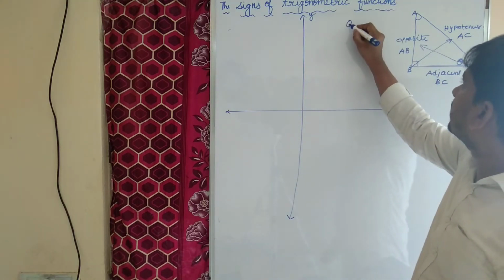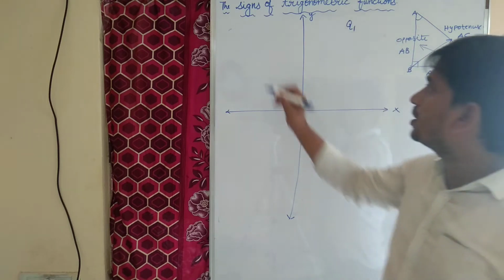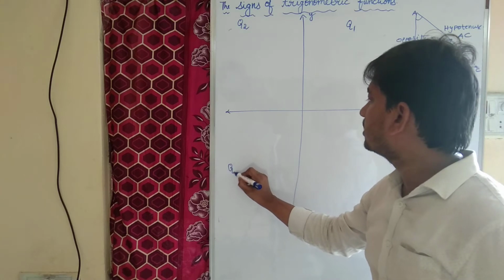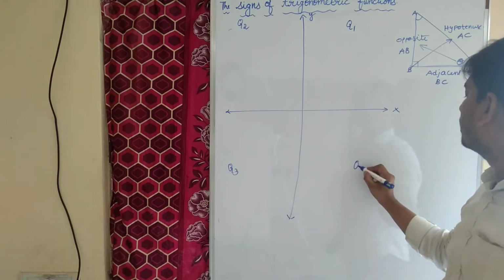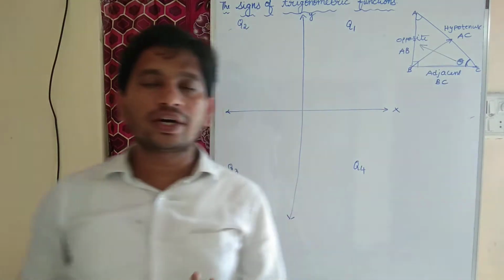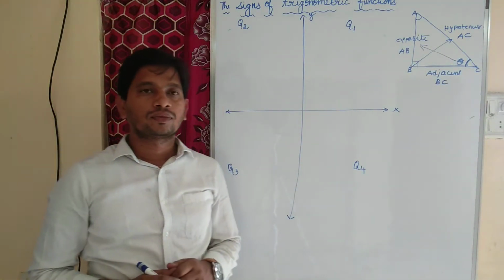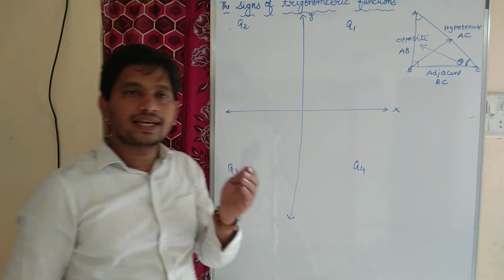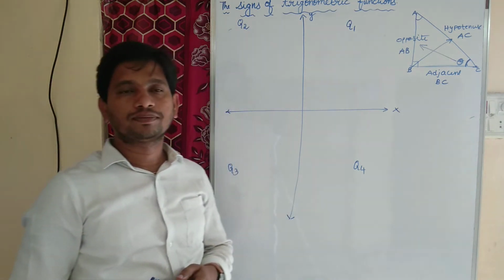How many coordinates do we have? 4 coordinates. This is our coordinate 1 and this is our coordinate 2 and this is our coordinate 3 and this is our coordinate 4. We have totally 4 coordinates. Right? In coordinate 1, what are the signs of the 6 trigonometric ratios?